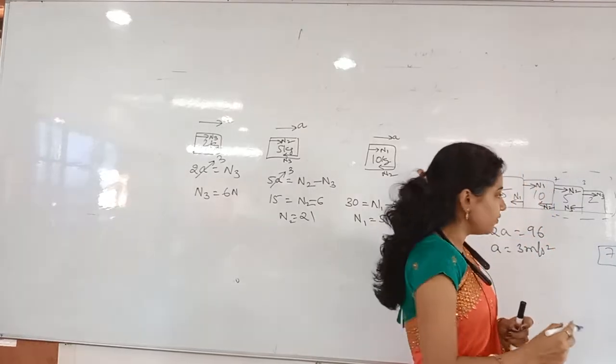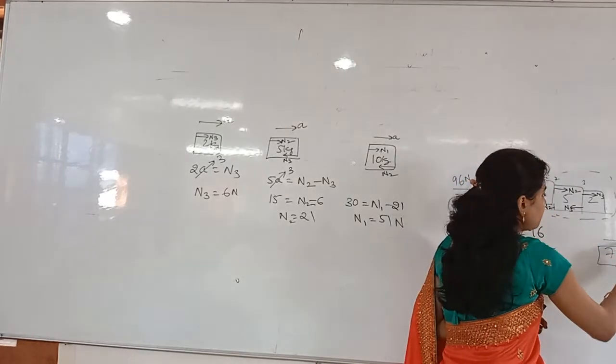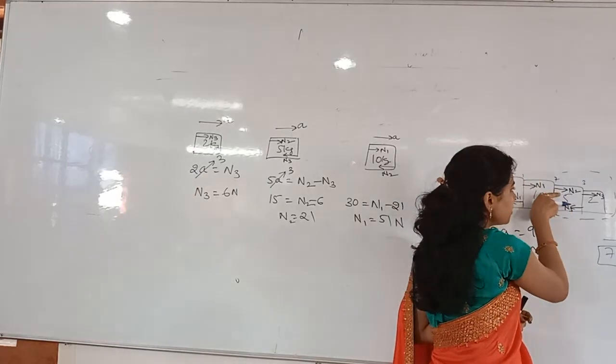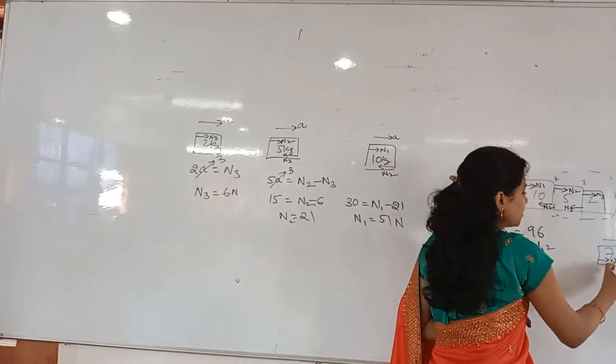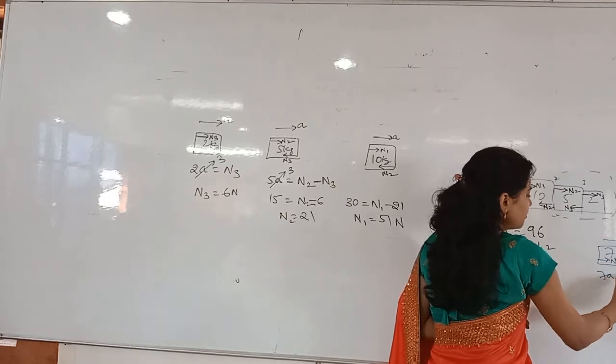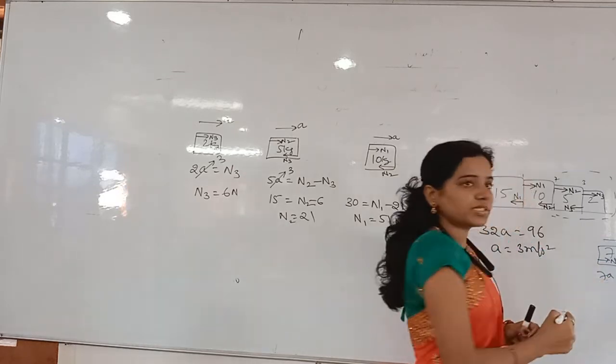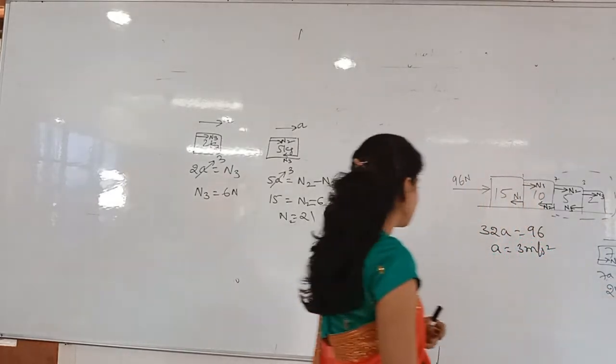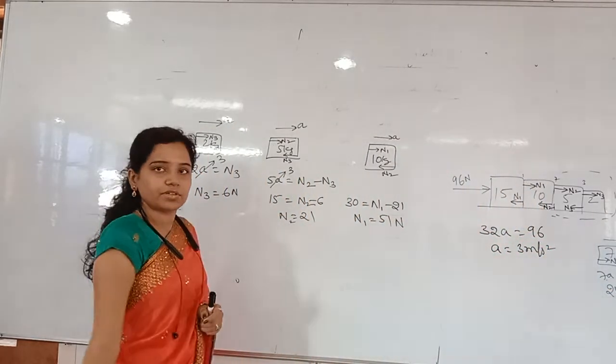Correct? So whenever it is 7 kg, how much acceleration is acting on this? A acceleration. On the 7 kg, what force is there here? N2 force is there. That's it. 7A is equal to N2. Then A is equal to how much here? 3. So this is how much? 21 is equal to N2. We got the same answer, right? N2 is equal to 21.